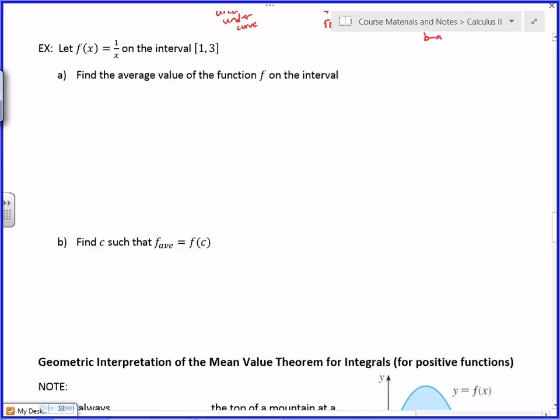So let's do a find the c problem. So first of all, your f of x is 1 over x. All right, that's this asymptotic looking thing here. It also does it down here. But we're going from 1 to 3. We want to find the average value over that range. Okay, so f ave would be 1 over 3 minus 1, the interval from 1 to 3, 1 over x dx.